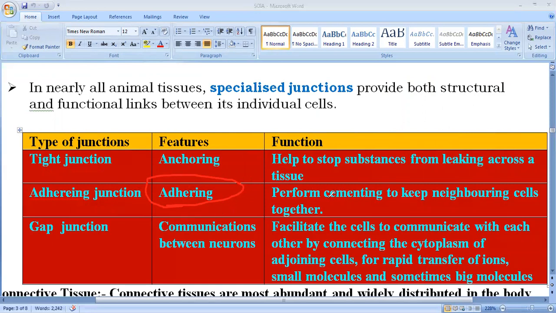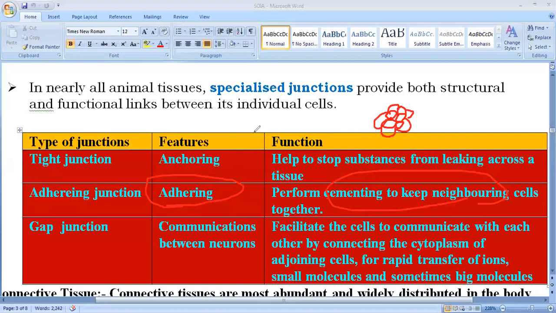Its function is performing cementing, to keep neighboring cells together, meaning the cells in a group, in the tissue, are attached with each other, and this function is performed by the substances of the adhering junction.